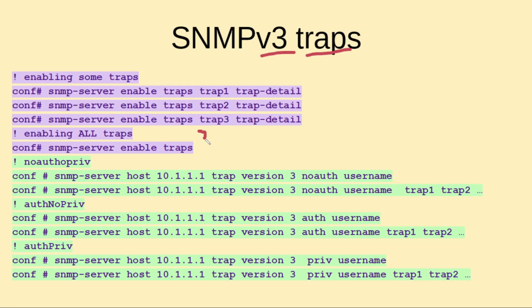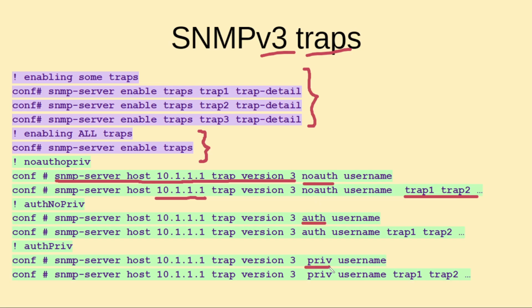Now, in order to configure traps for version 3, first we have to choose whether we want to generate all the available traps in this system or a particular set of traps. Then we have to choose to send all the traps to a particular network management system with the command snmp-server host trap version 3, or a particular list of traps to a particular network management system. We need to provide the security level, no authentication, no privacy, authentication, no privacy, or authentication privacy. We need to provide an appropriate username that must be configured in the network management system.